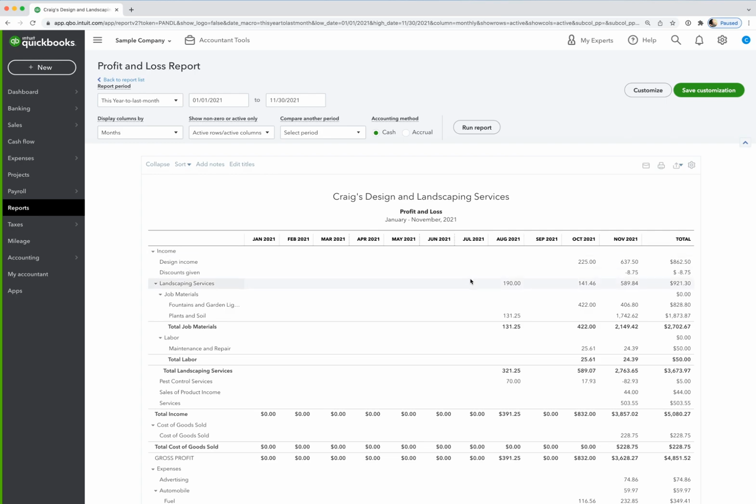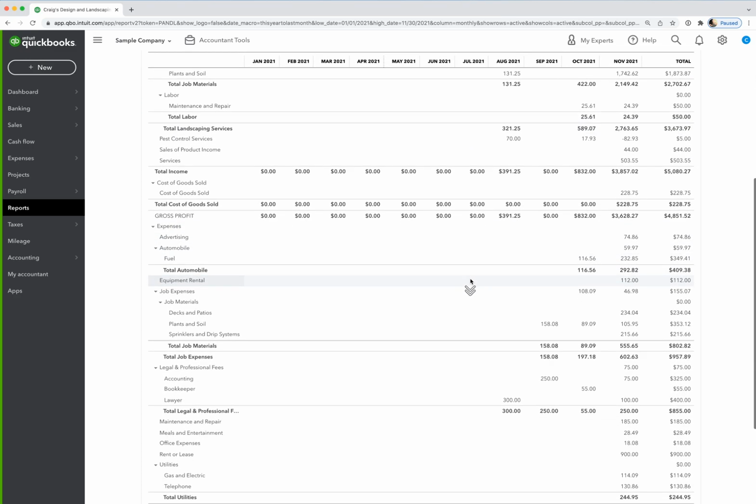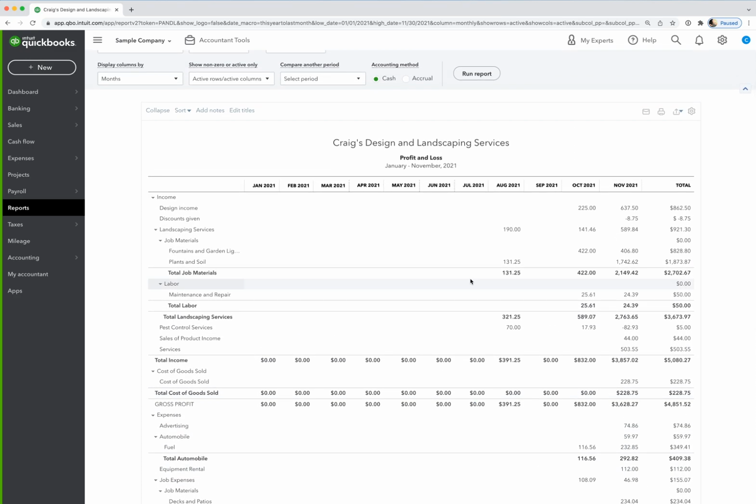And we can start to understand the format of this report. So a profit and loss is just that. It's showing your profit or your loss for a certain period. And you can always run this in different time periods. You could run a quarterly report, or you could just run it for 1 month. I like to, again, look at it for the year and then by month.